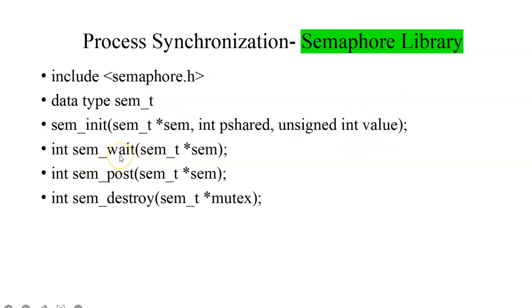Then sem_wait we have seen just now, right? So this is sem_wait, and sem_post. Here we don't have a signal function, but we have sem_post. The signal function is called sem_post. Finally, to destroy the semaphores, we use the sem_destroy function. So we can use semaphores through the semaphore library by declaring the semaphore, initializing it, calling sem_wait, using sem_post, which is nothing but the signal function, and sem_destroy. So this is how the semaphore library works.